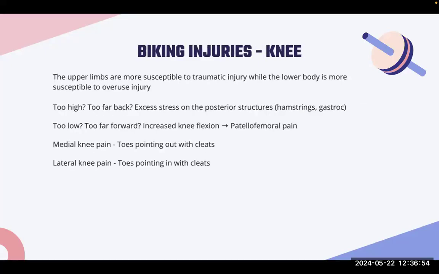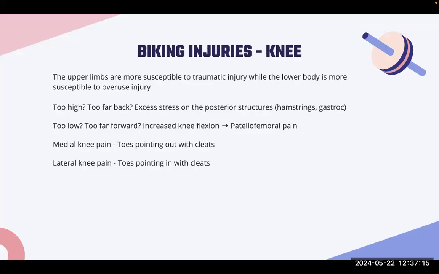So what common injuries can happen in biking? Knee. So this is actually a cool way to think about it. Upper limbs are more susceptible to traumatic injuries, which makes sense. And then the lower body is more susceptible to overuse injuries. I feel like it makes sense when you hear it, but just hearing it like that, I was like, okay, it's a good way to memorize that into our brains.